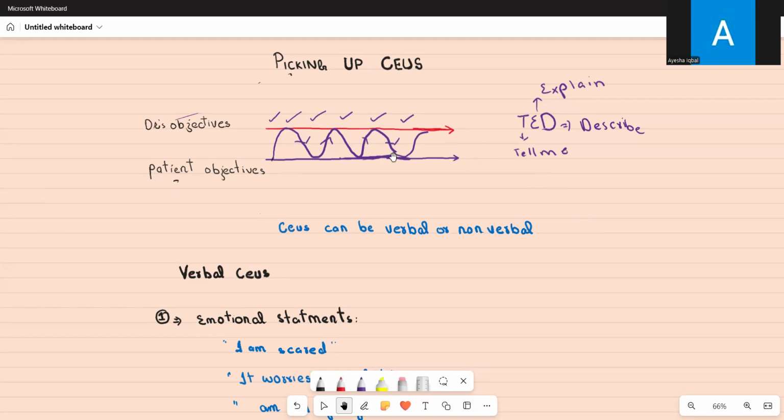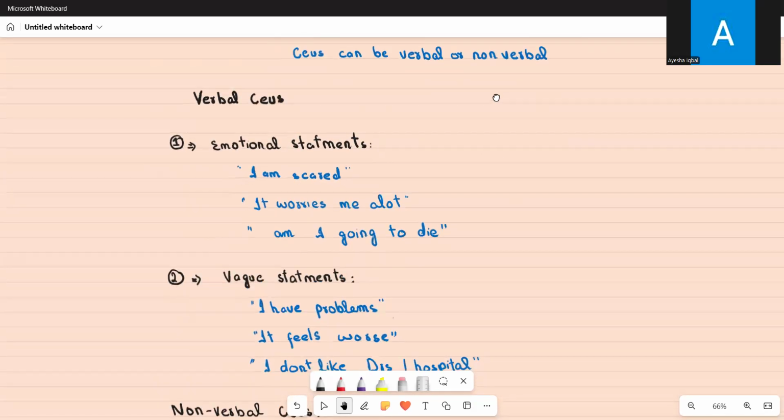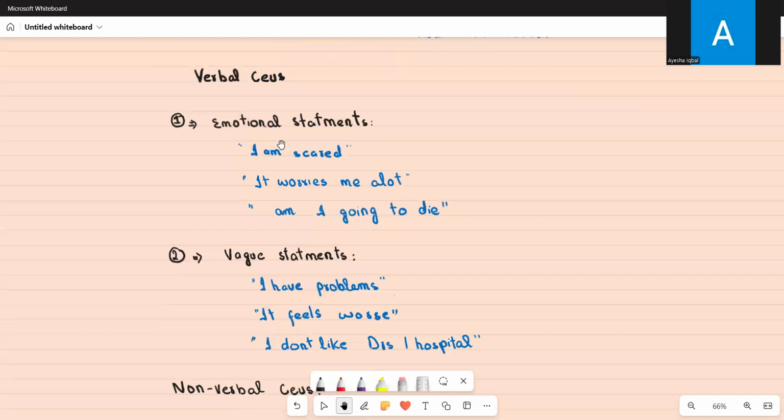So I hope this is clear, and now we will discuss different types of cues. Cues can be both verbal and non-verbal. First of all, let's take a look at verbal cues. Verbal cues can be statements of emotional significance, or they can be certain vague statements, and the patient might be looking for you to explore their statement further. It can be an emotional statement like, I'm scared, it worries me a lot, am I going to die?